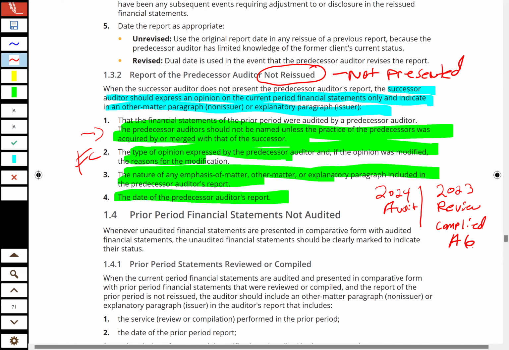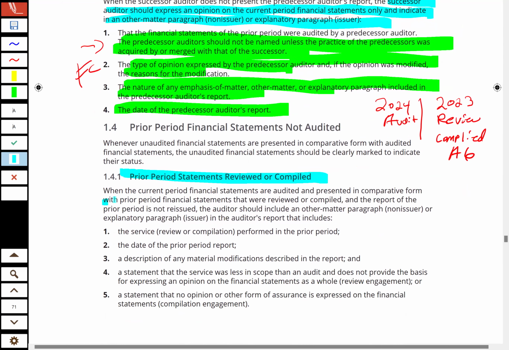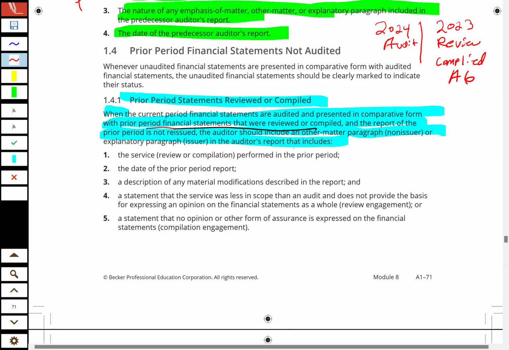Okay. So when that happens, when the prior period financial statements are reviewed or compiled, and are presented in comparative form with the current period, which is audited. Prior period statements are reviewed or compiled. Okay. And the report of the prior period is not reissued. The auditor should include an other matters paragraph or explanatory paragraph or issue in the auditor's report that includes the following. And let's go ahead and let's flashcard that.